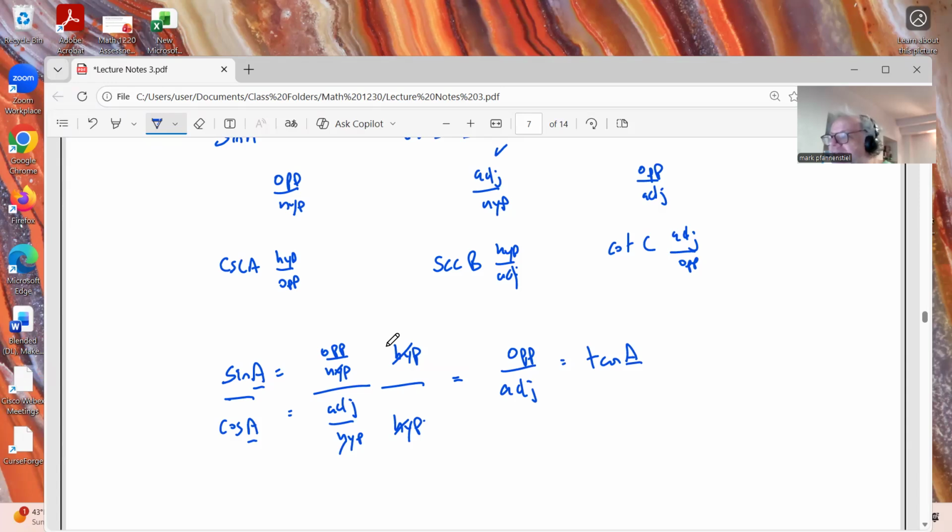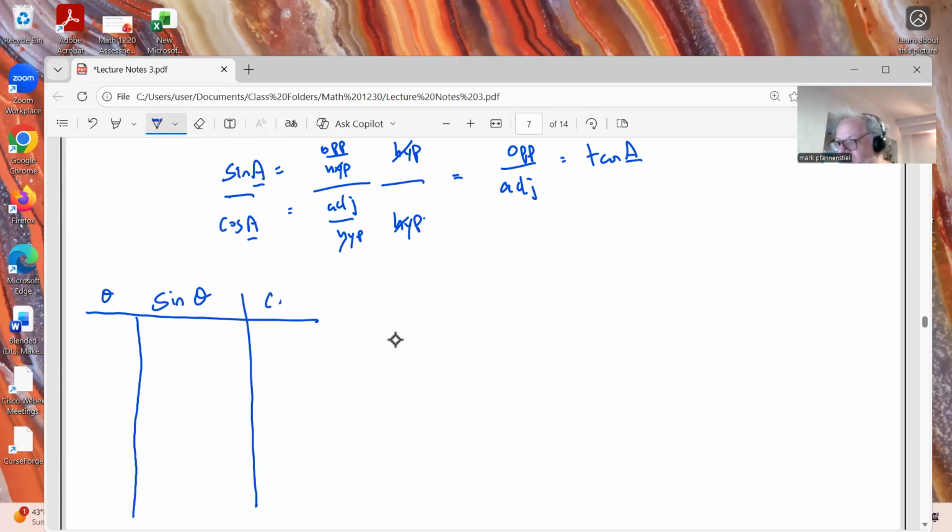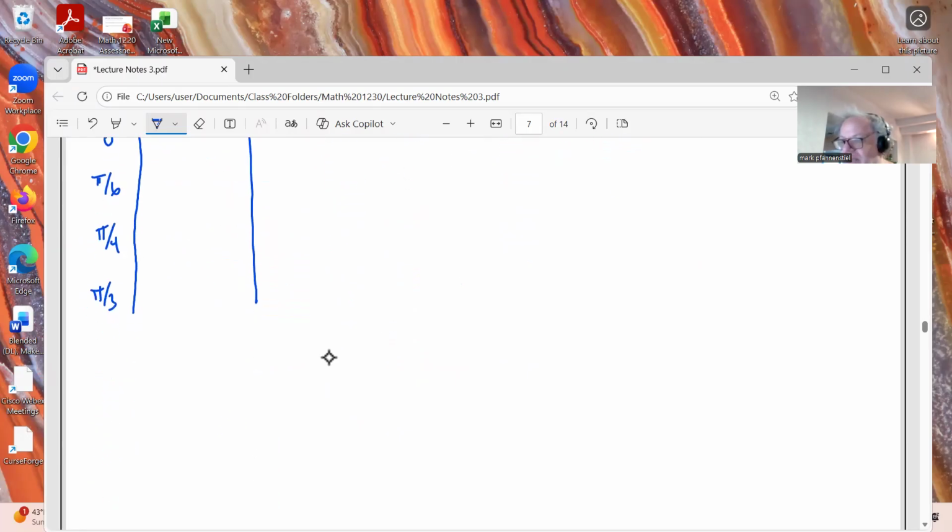Now, if your teacher says to you that you must memorize all of the reference angles, all of the easy angles, I'm going to show you an easy way to do that. So we're going to write down the angle here, theta. And here I'm going to make a little table of my sines, and a little table of my cosines. And we're just going to write down the angles here. So we have 0, pi over 6, pi over 4, pi over 3, and pi over 2.